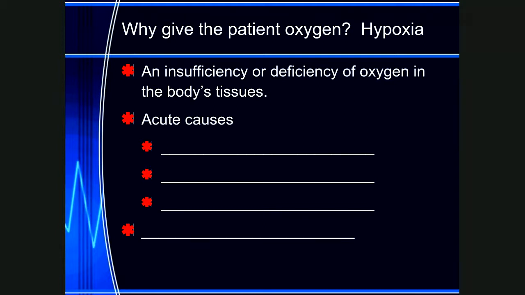Some acute causes, acute meaning sudden onset: a person trapped in a fire, drug overdoses, especially narcotics because they're respiratory depressants, heart attacks. Chronic causes: COPD, chronic obstructive pulmonary disease, emphysema.